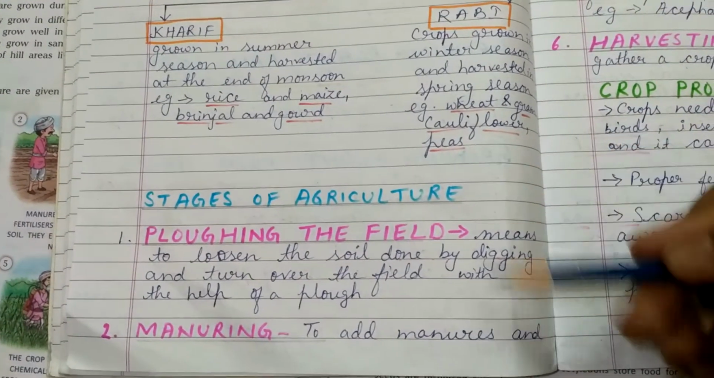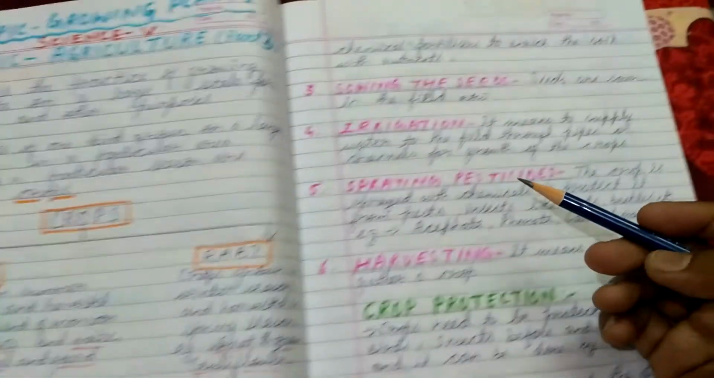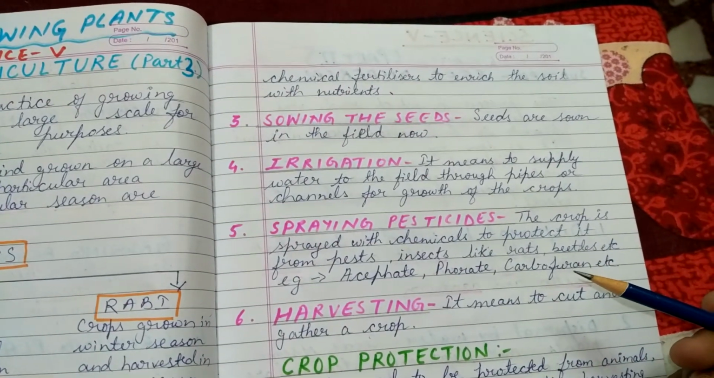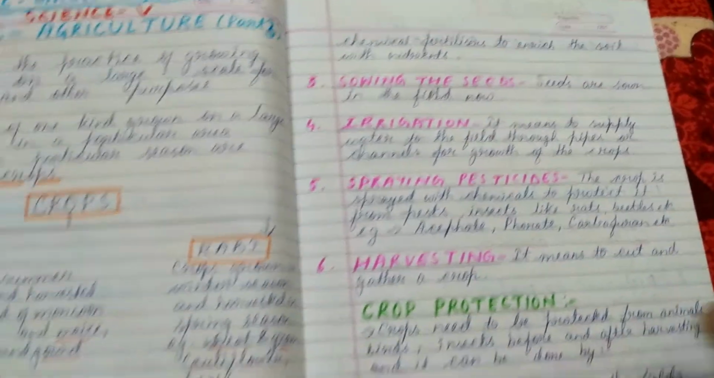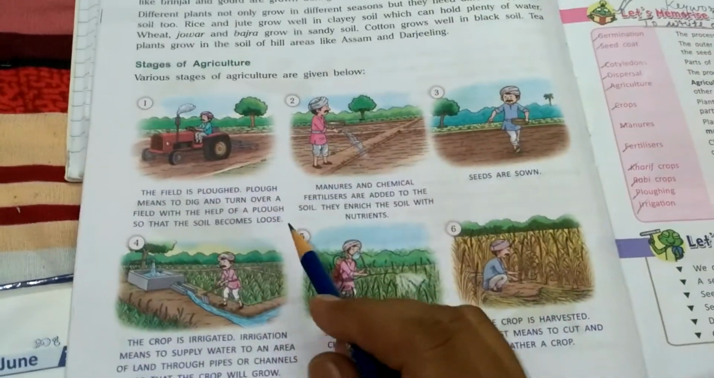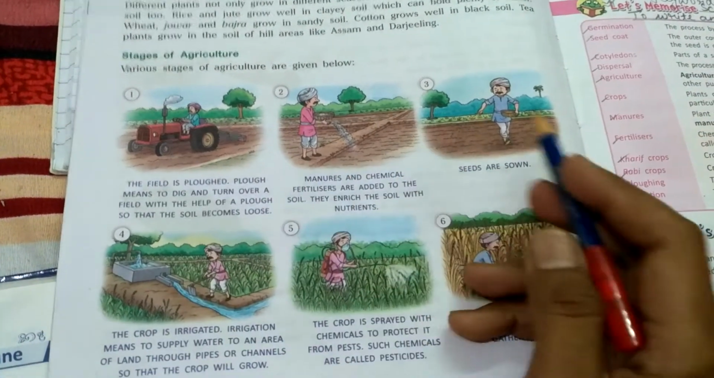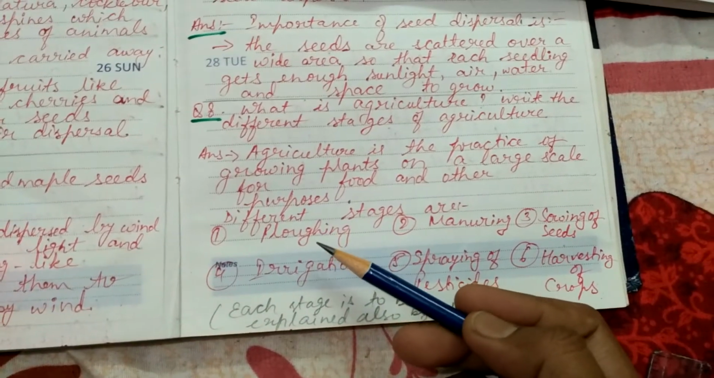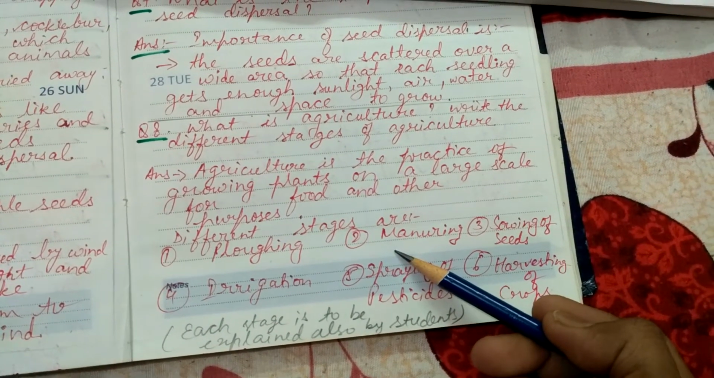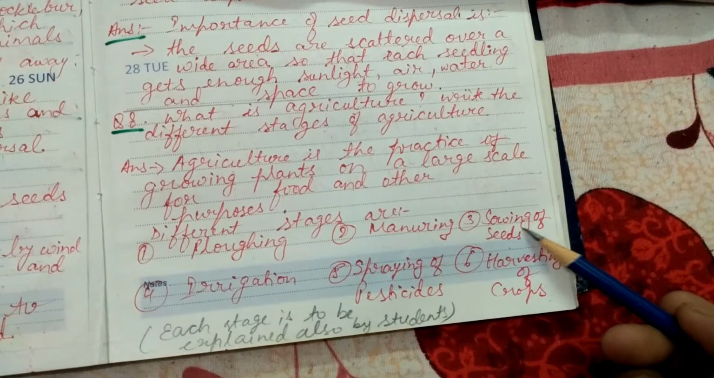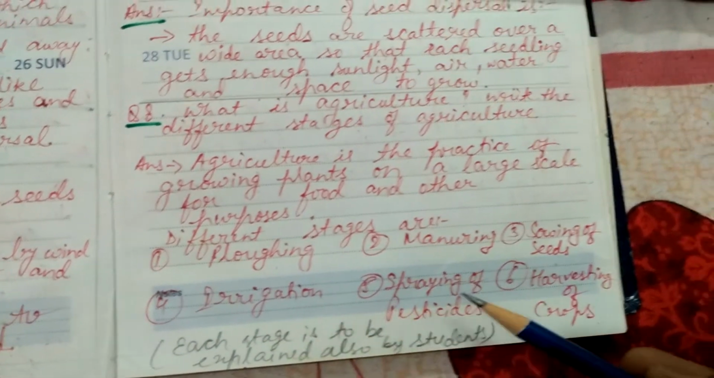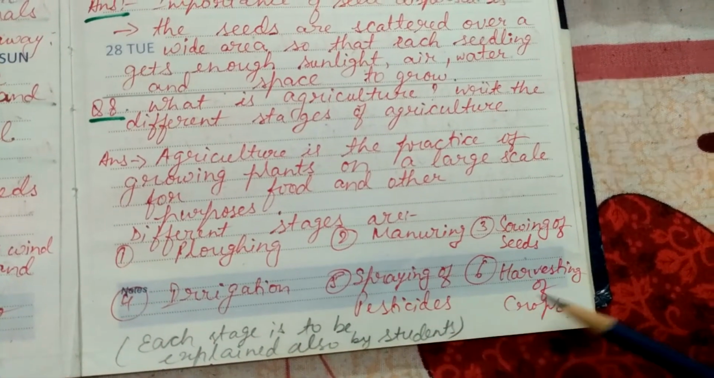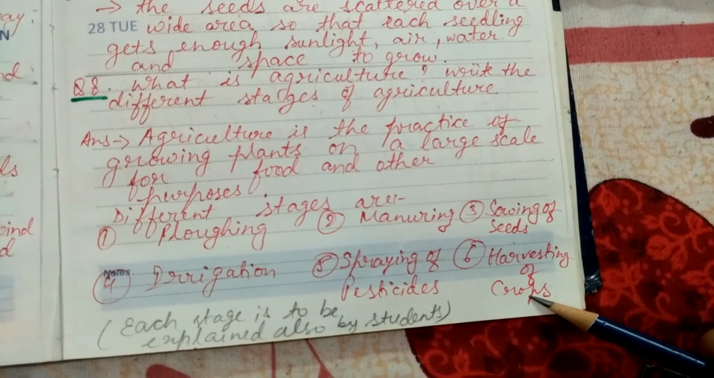So if you want to write down these stages of agriculture, you can note it down from here also, or it is given in your book also along with the pictures. So these are the 6 stages of agriculture. First is plowing. Names I have already written. Plowing. Second is manuring. Third is sowing of seeds. Fourth is irrigation. Fifth is spraying of pesticides. Sixth is harvesting of crops.